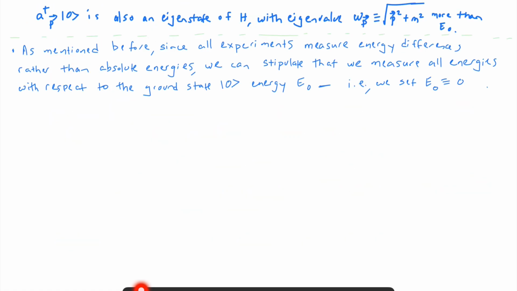As mentioned before, since all experiments measure energy differences rather than absolute energies, we can stipulate that we measure all energies with respect to the ground state energy E0, i.e. we can set E sub 0 equal to 0.